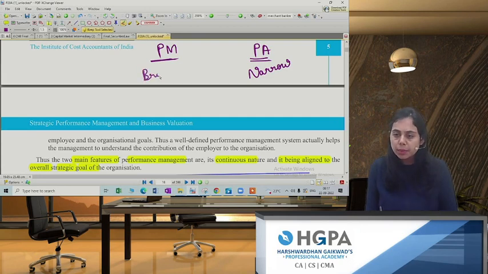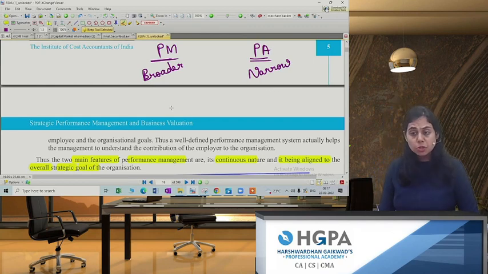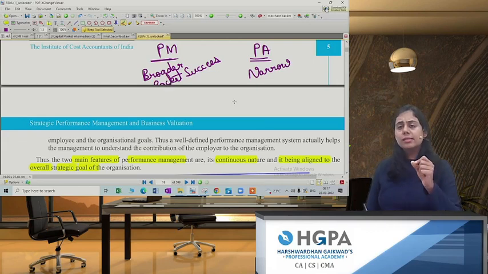Performance management is actually a broader concept. Whenever we use performance management, you can have a rocket success. There can be a quick success in your company. But whenever there is only performance appraisal, your success will be what? Nominal.